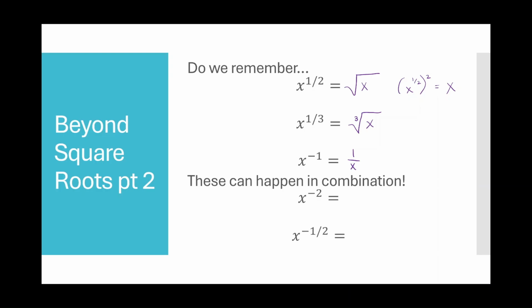We can also have a combo of these, right? So x to the -2 means I have x squared, and that whole thing is getting flipped, 1 over x squared. And x to the -1/2 would mean I have the square root of x, and that whole thing is getting flipped. So you can have a negative and have it be a fraction, a whole number, any of those.